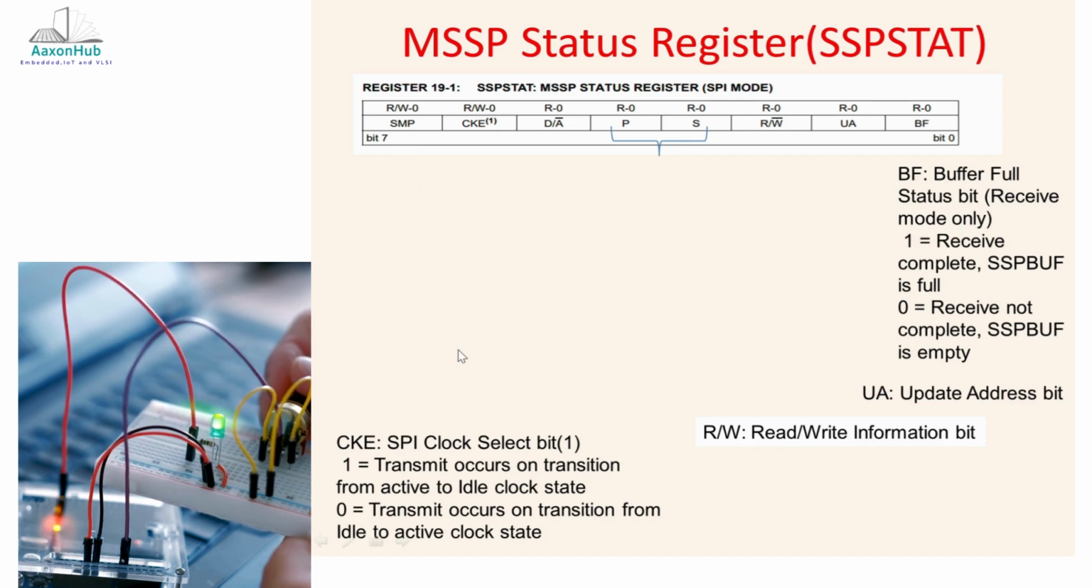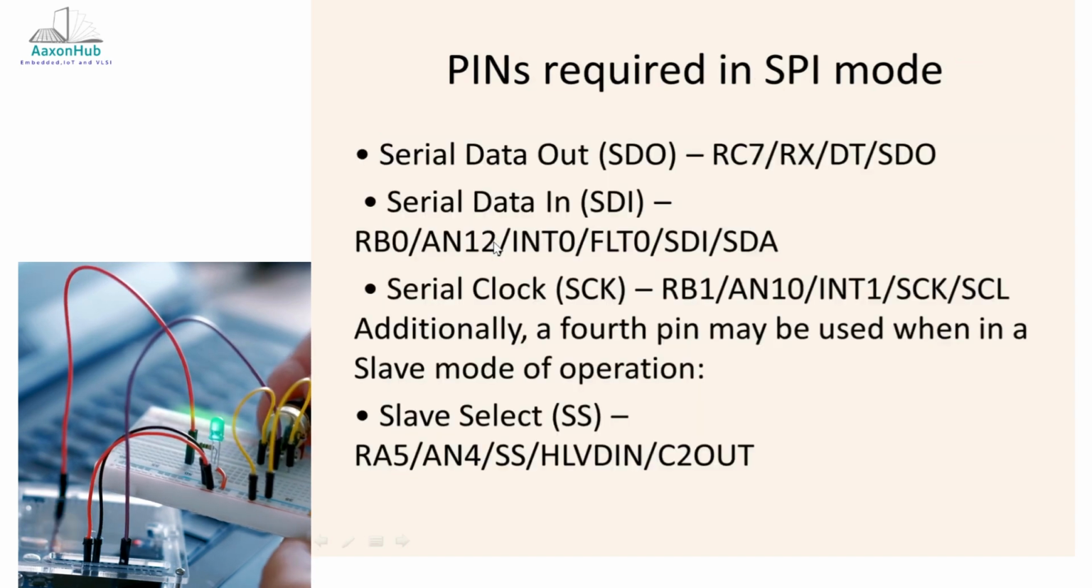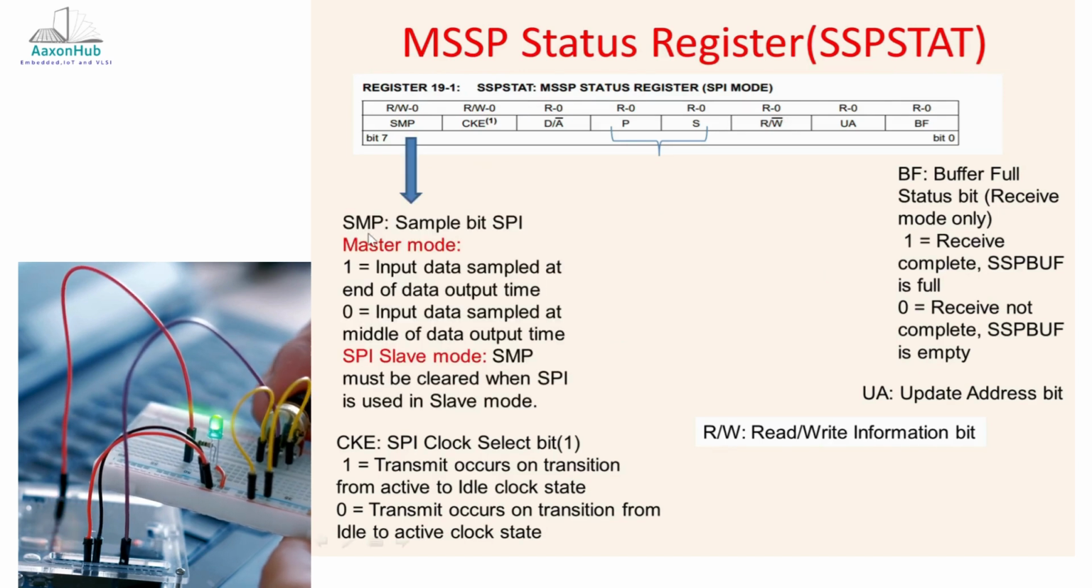As we are discussing here in this diagram, both of the clocks are associated with triggering at the same level. So when the SMP bit is 0, the sampling will take place from your master's side, at the end of the data output line. Whereas if you put this bit as 0, in between the middle of the data line, the output data will be sampled. In slave mode, this SMP bit must be cleared.